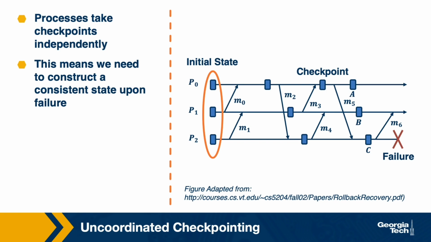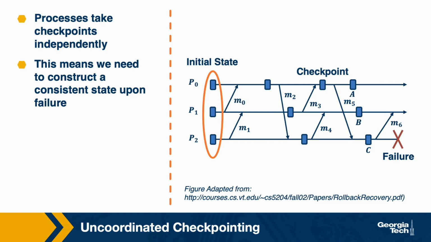That means that on P1, we now have to roll back to checkpoint B. Fortunately, there are no other effects that need to be rolled back. P1 has not sent anything after B, so we don't have to eliminate the effects of any messages that may have been sent after the checkpoint B.